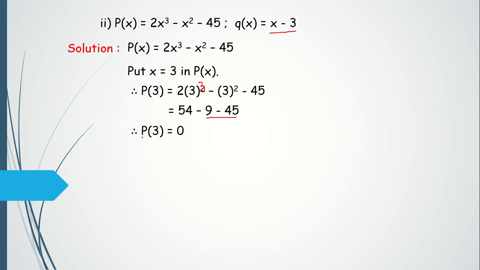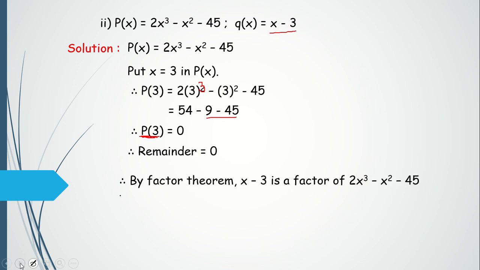Now here this is the remainder. The remainder is equal to 0. Therefore x minus 3 is a factor. By the factor theorem, x minus 3 is a factor of 2x cube minus x square minus 45.